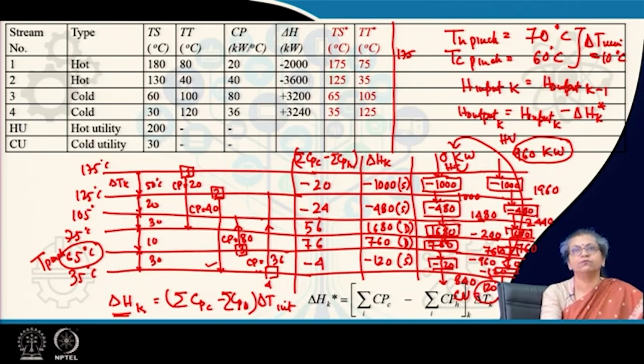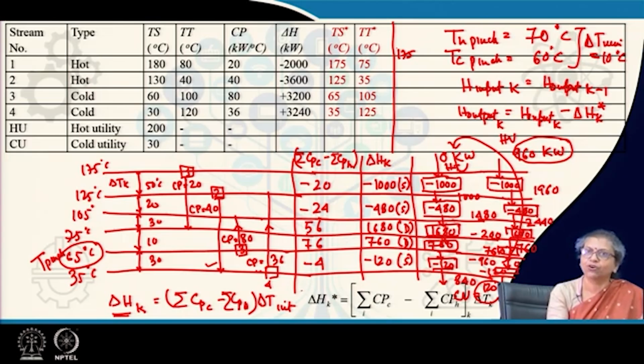This is equal to 120 kilowatt. If you recollect, when I was doing the same problem with the composite curve, I had already shown you that the hot utility requirement was 960 kilowatt and the cold utility requirement was 120 kilowatt. We have done the same thing, but in a much simpler fashion. Instead of sliding the curves and trying to locate the pinch point, we have done it in a much more systematic, or much more convenient, fashion, I should say.